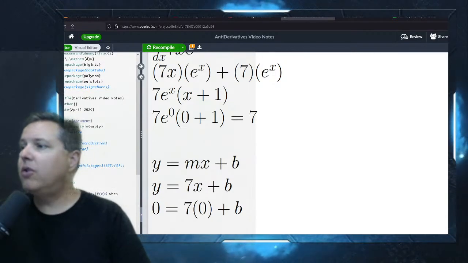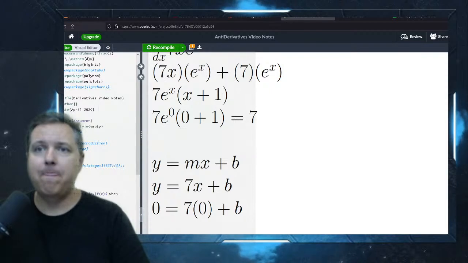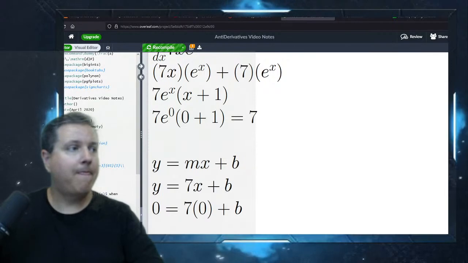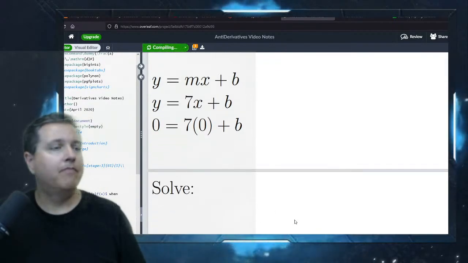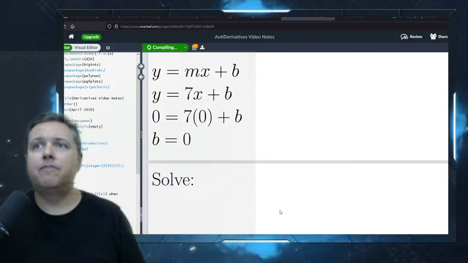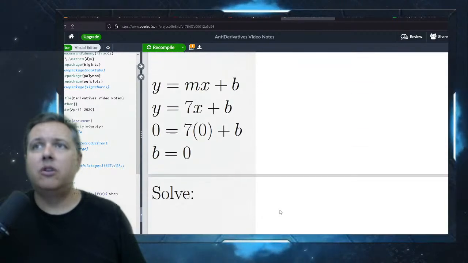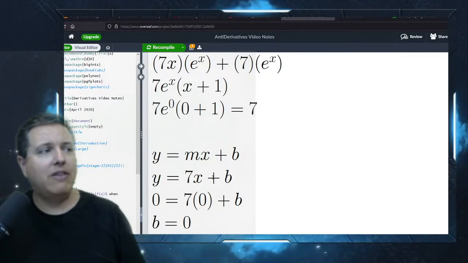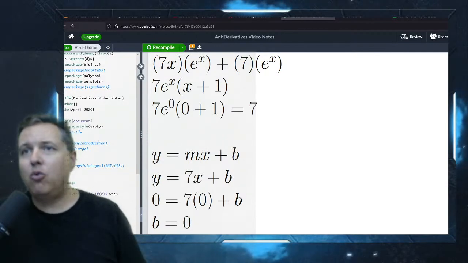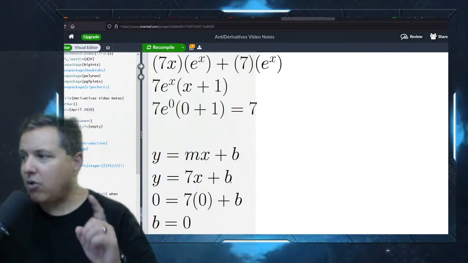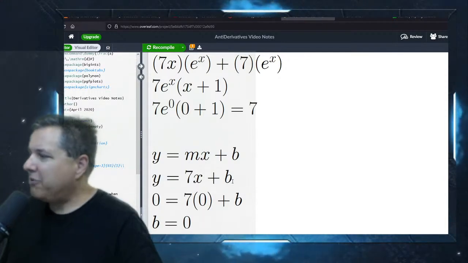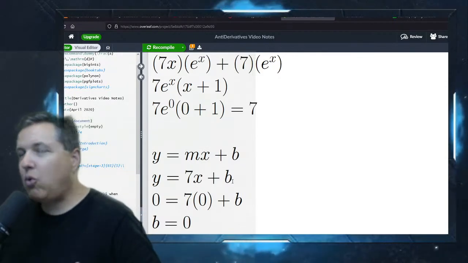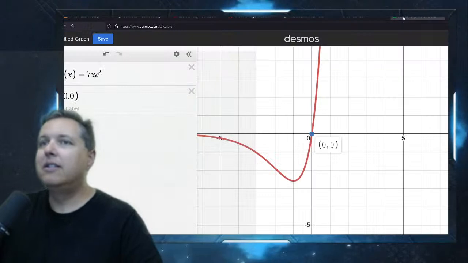So it looks like b is going to be 0. B is 0. So now we know that b is 0. So if we come right back up to here where we knew that y was equal to 7x plus b, that must mean that y is equal to 7x plus 0. But we don't write equations of lines as y equals 7x plus 0. We would write that as y equals 7x, right?